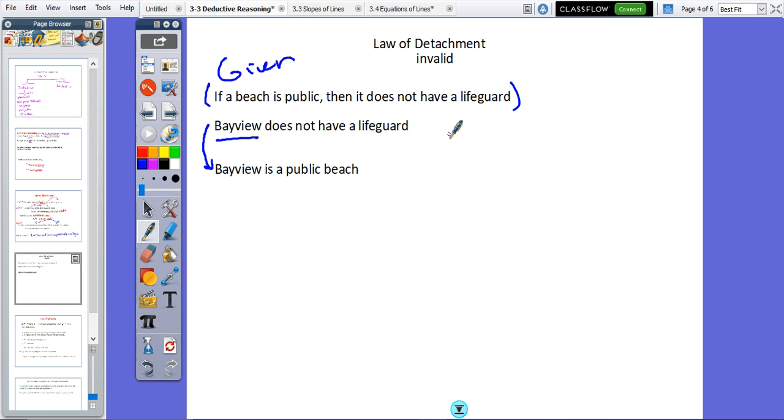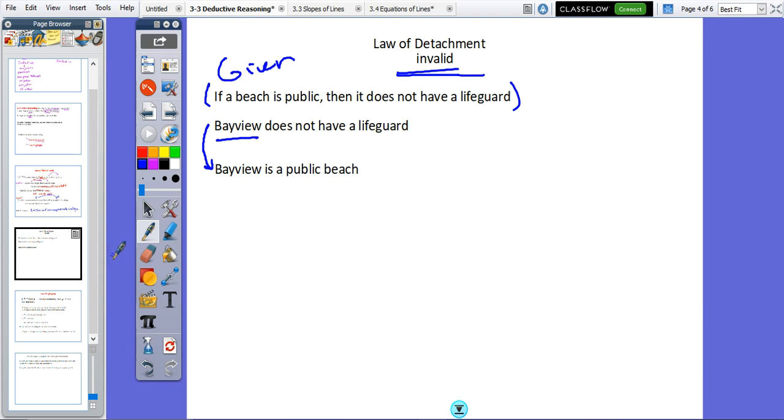I didn't see that. So yeah, this is an invalid statement because not having a lifeguard cannot be assumed to mean it's a public beach. All right, so that is the law of detachment in a nutshell.